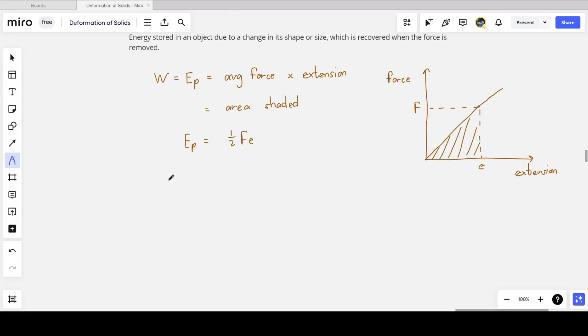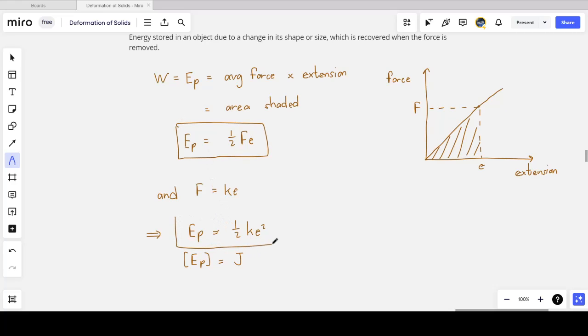And we can also write this in another way. We can also say that F is ke, which means that we can write the potential energy stored in the spring, the elastic potential energy, as a half ke squared, sometimes written as a half kx squared. And just like any other type of energy, the unit of measurement of elastic potential energy is joules. So we have two expressions for elastic potential energy. I can obviously choose which one I'm more comfortable with. They're both basically two forms of the same thing.